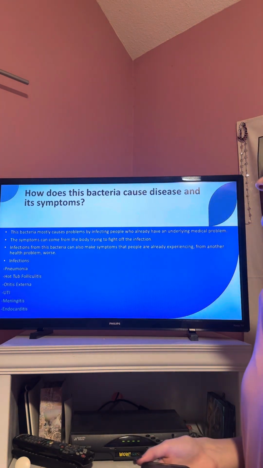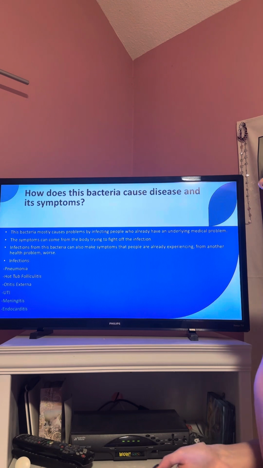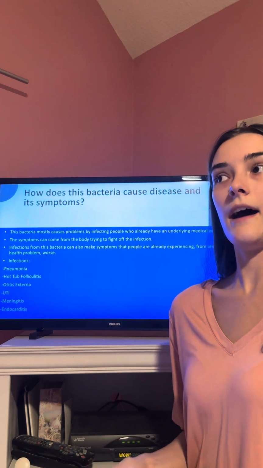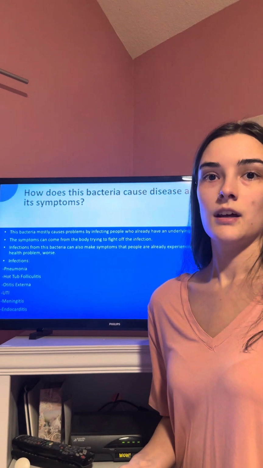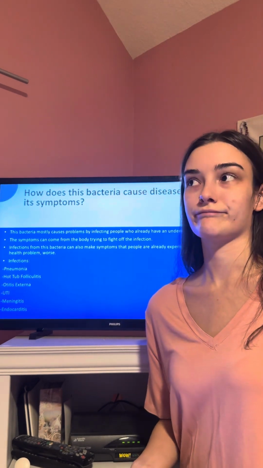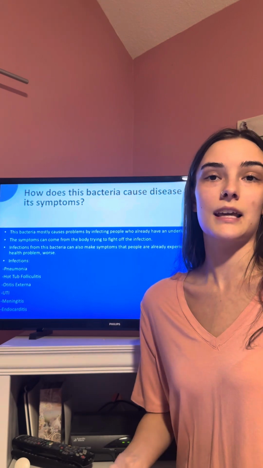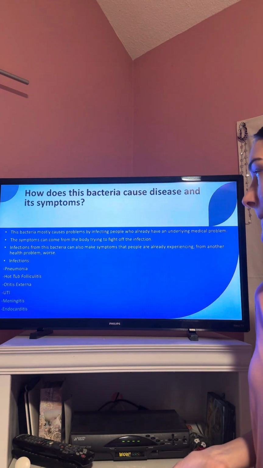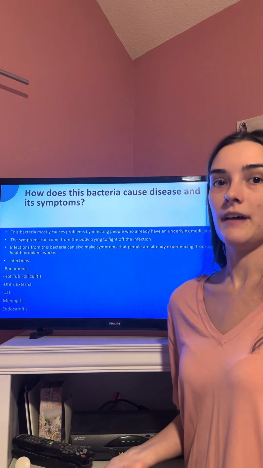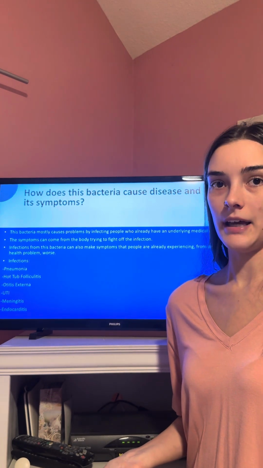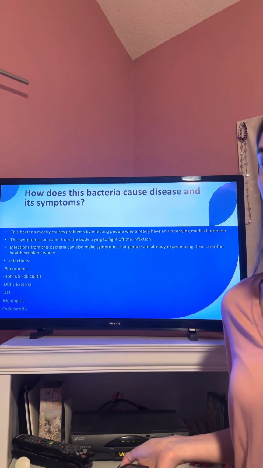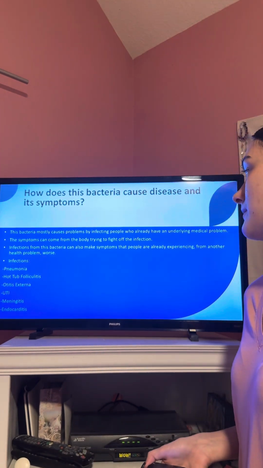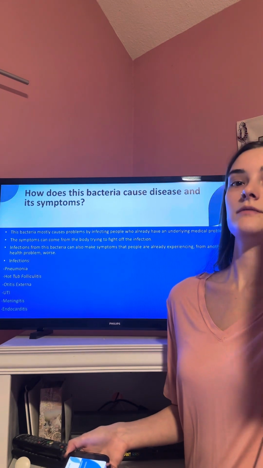How does this bacteria cause disease and its symptoms? This bacteria mostly causes problems by infecting people who already have a health issue, like COPD, cancer, lung cancer, and things like that. It also can affect normal, healthy people, but it is mostly seen in people who already have an issue with their health. The symptoms can come from the body trying to fight off the infection.